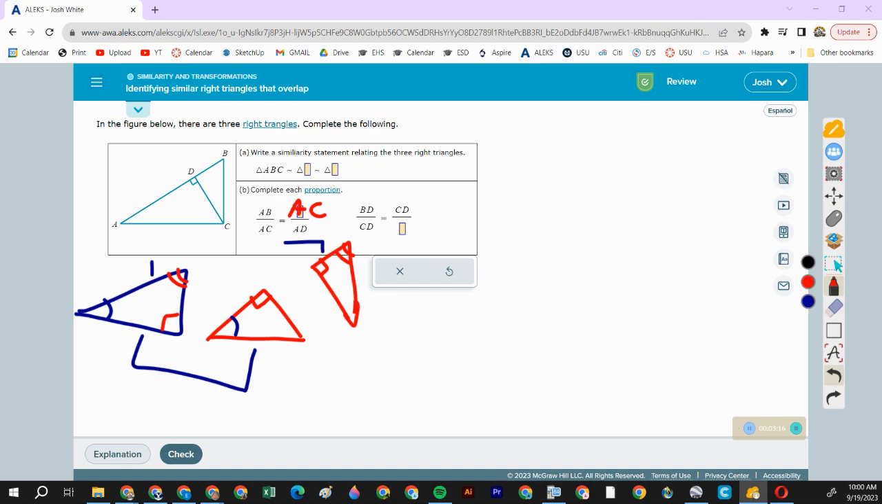Okay. So BD, small, divided by CD, which is medium. So this is the small side, this is the medium side of the small triangle. That matches up with CD. So CD is the small side of this triangle, so we need to match it up with the medium side, which would be AD.